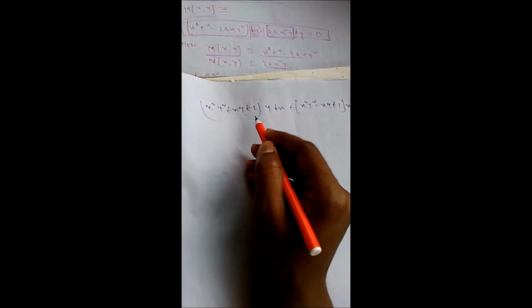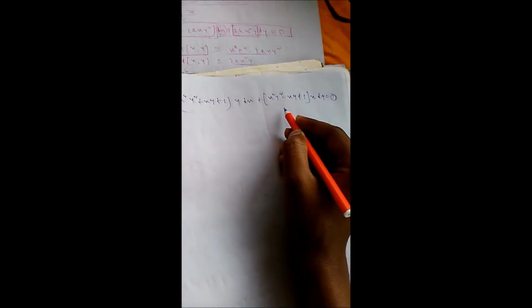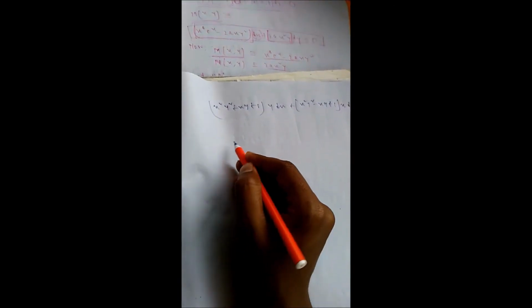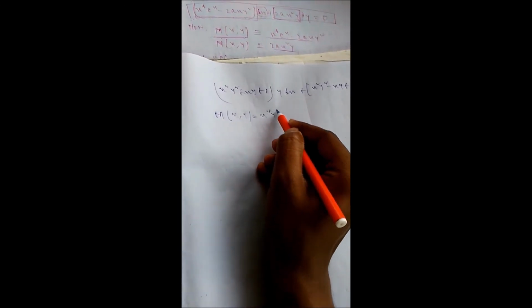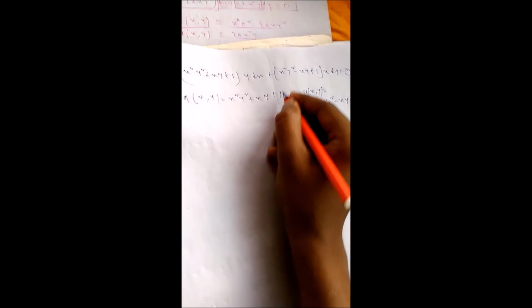You can see such an example here: (x² y² + xy + 1) y dx + (x² y² − xy + 1) x dy = 0. Now here M(x,y) = x² y² + xy + 1 times y, and N(x,y) = x² y² − xy + 1 times x.